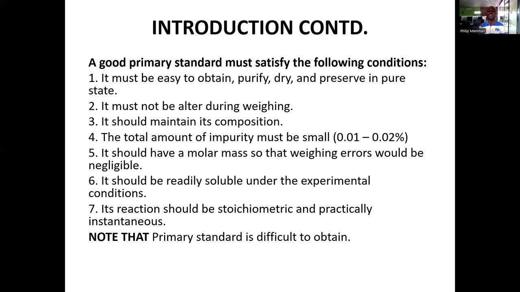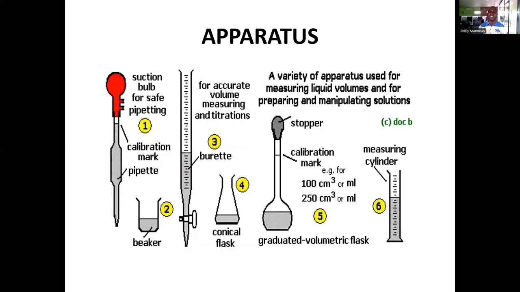Total amount of impurity must be small, that means ranging from 0.01 to 0.02%. That's a good primary standard. It should have a high molar mass so that the weighing error will be negligible. Number six, it should be readily soluble under the experimental condition. And number seven, its reaction should be stoichiometric and practically instantaneous. Note that a primary standard is difficult to obtain, but you can as well standardize standards.